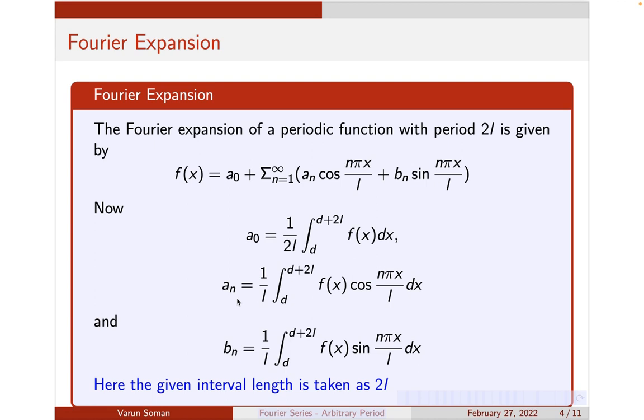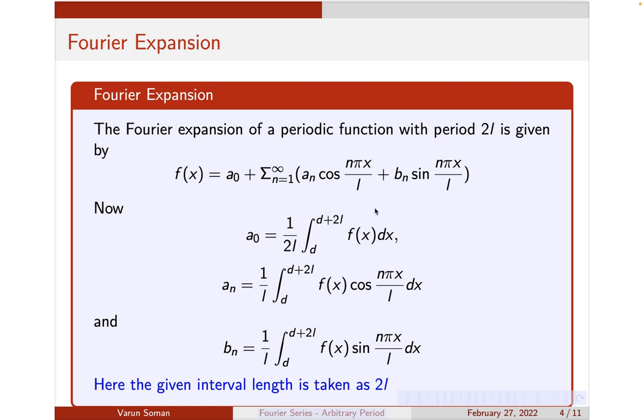That means the function should be finite, and there should be a finite number of maxima and minima. Those conditions will also be applicable here, and this expansion will be valid for all points where f of x is continuous, and for all points of discontinuity it will be the average of the left and right hand limits. So all those conditions hold here also. Same thing, only your nx would become n pi x by L. So remember this.